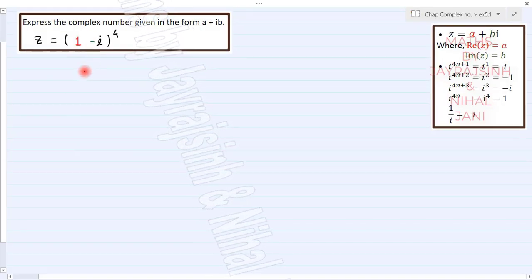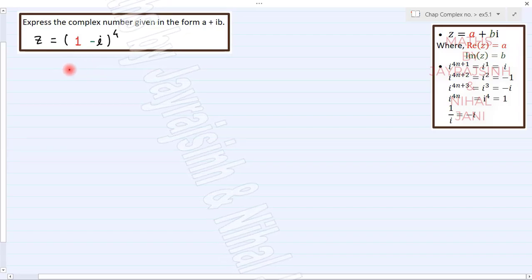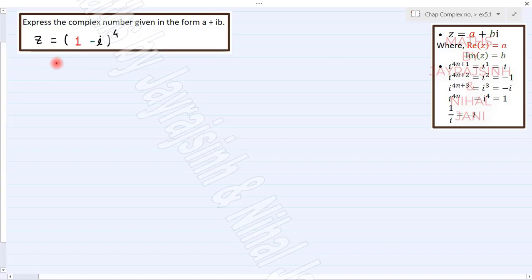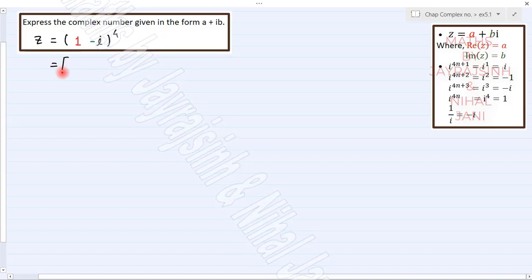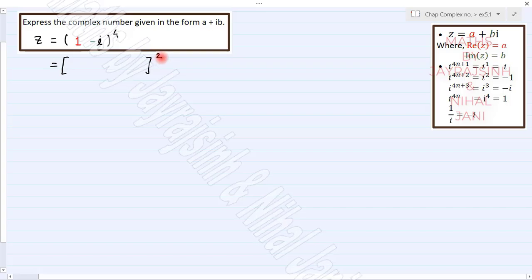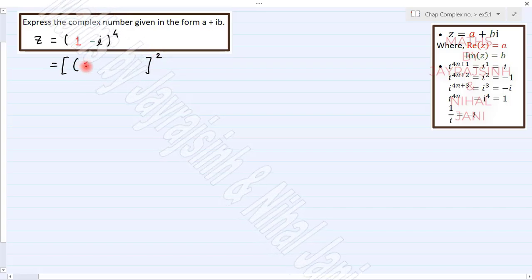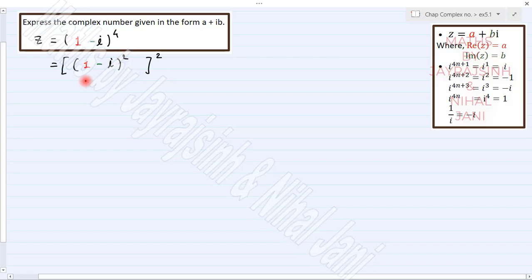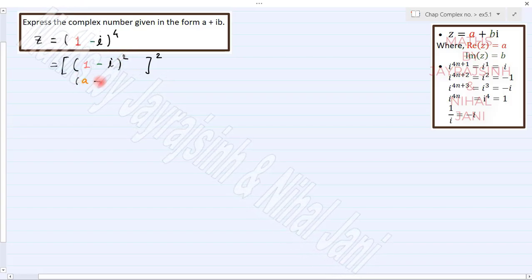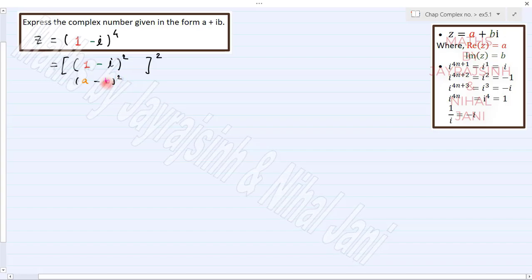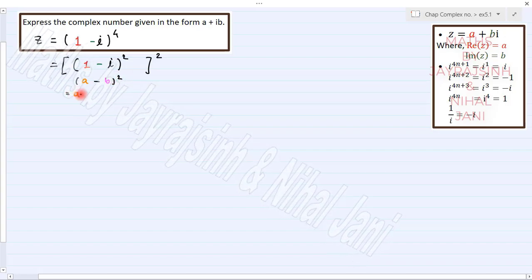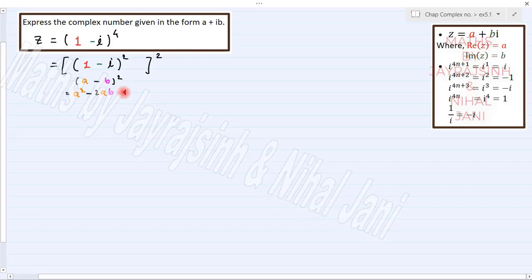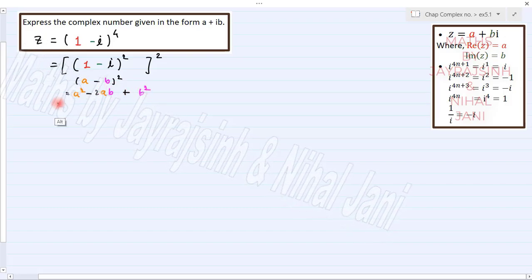Here we have to simplify our complex number into the standard form. Your complex number z is 1 minus i raised to 4. So let's simplify. Let's take whole square of 1 minus i whole square, and we know that a minus b the whole square can be simplified as a square minus 2ab plus b square.